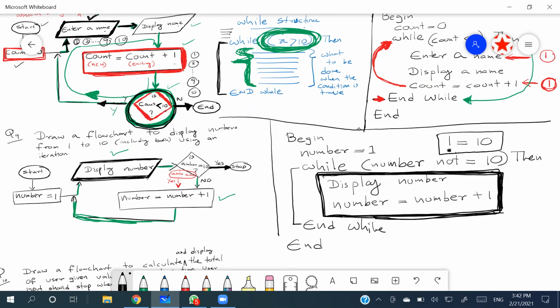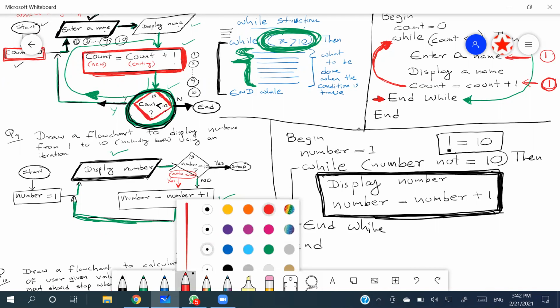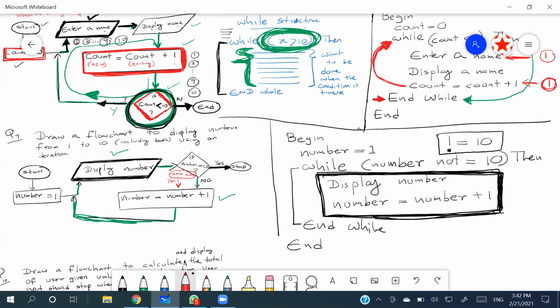Right, let's check what Saran said. We want to display from 1 up to 10, right? So Saran, begin number is equal to 1. From here it displays 1 for the very first time. Then the number variable becomes 2. So it goes up and checks not equals 10. Then it displays the value, 2. Then the number becomes 3. That is the nature.